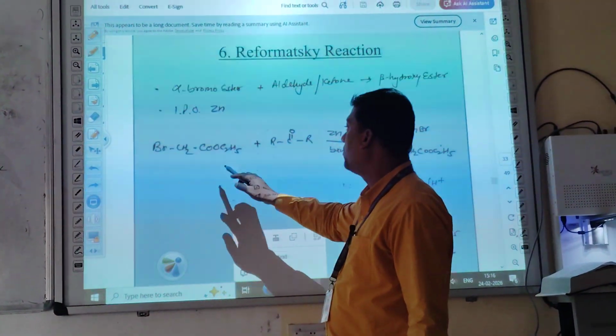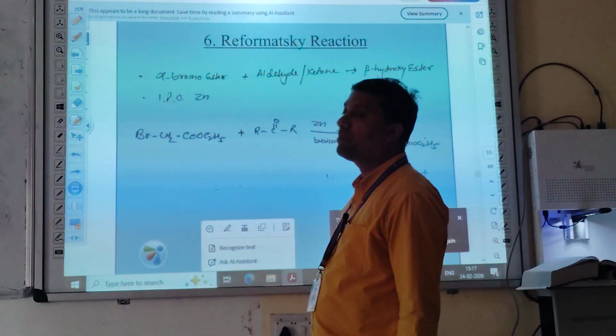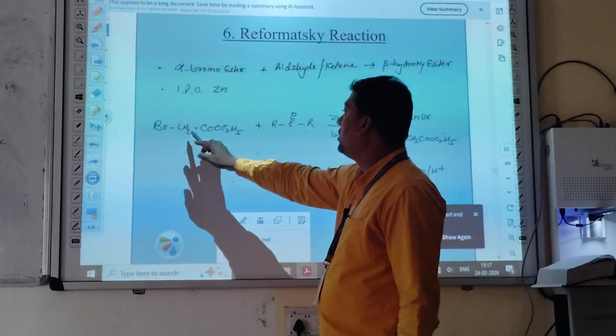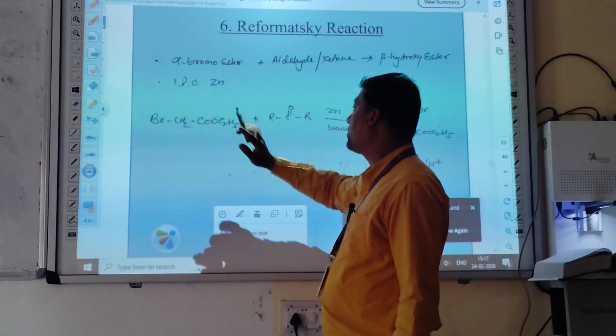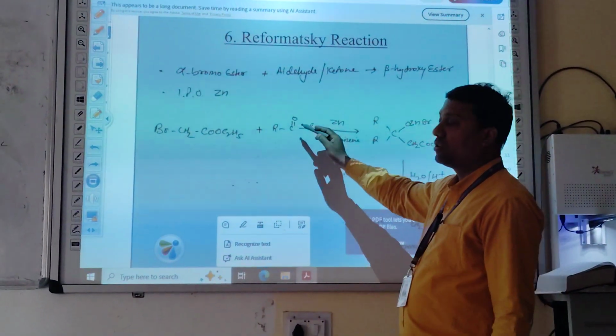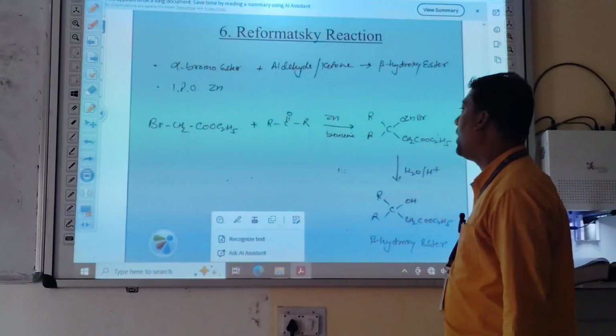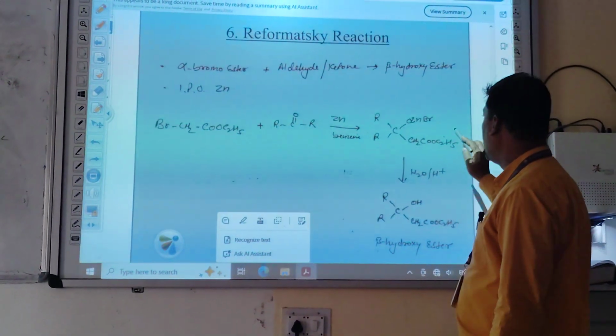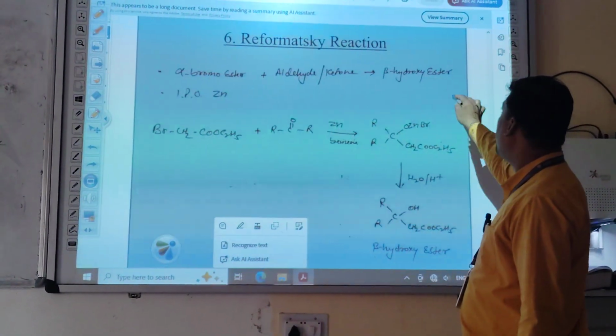It is ester, C double bond O, C2H5. That is known as alpha bromo ester. At the alpha carbon, the bromine atom is there, plus aldehyde or ketone. It is a ketone, R C double bond O R. In presence of zinc and benzene, it will form the beta hydroxy ester.